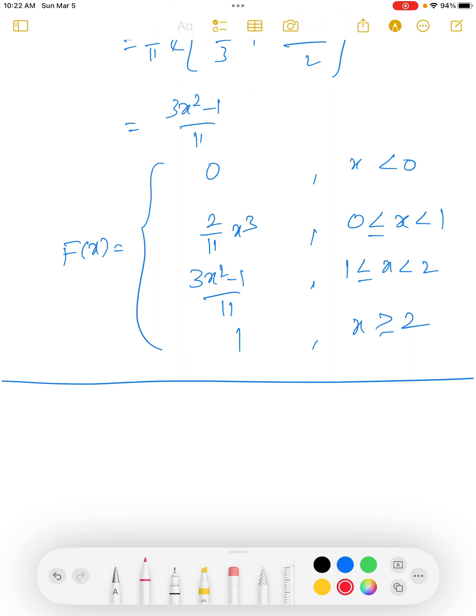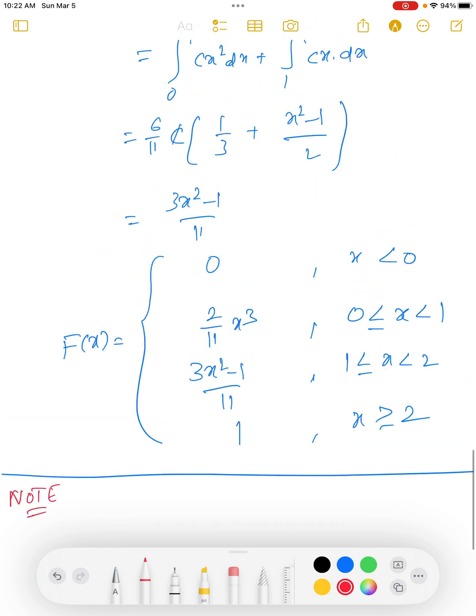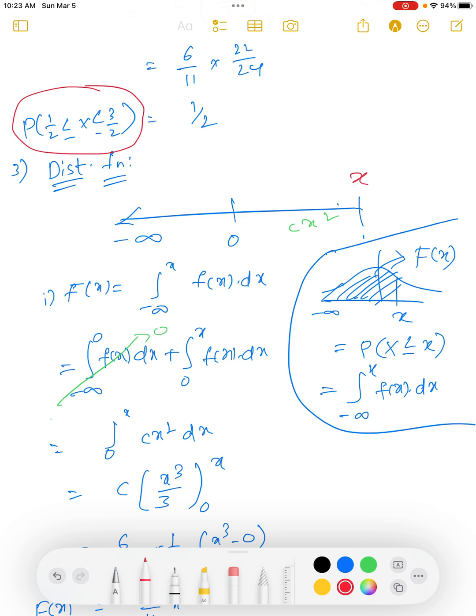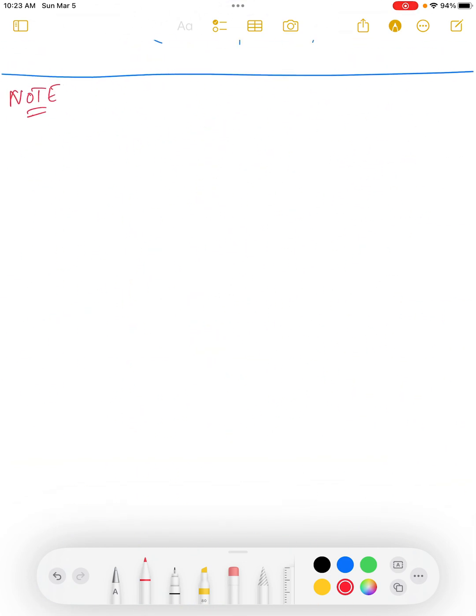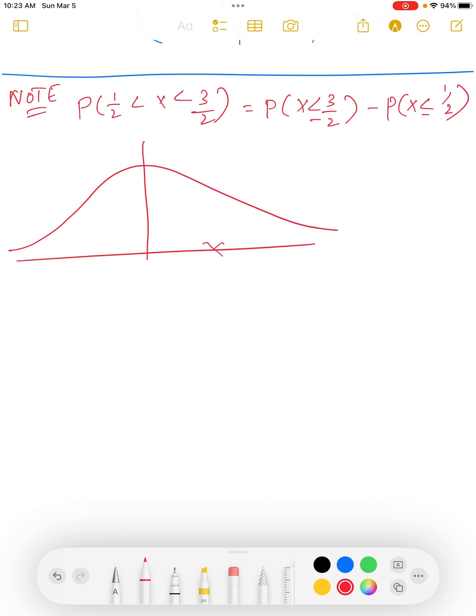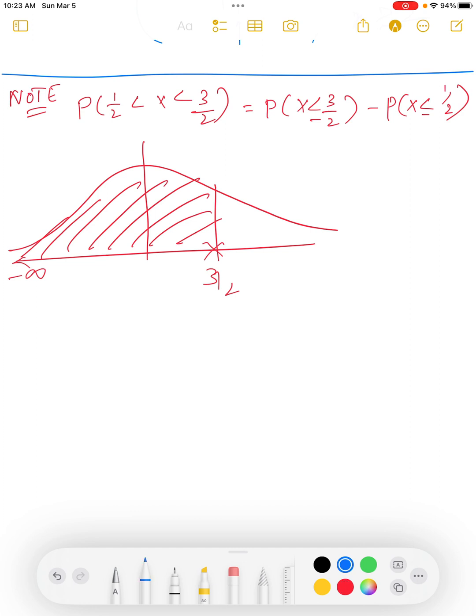Okay, next topic is what I want to say, what is the real meaning of this. For example, p of 1 by 2 less than x less than 3 by 2, which means p of x less than or equal to 3 by 2 minus p of x less than or equal to 1 by 2. So we know that p of x less than or equal to 3 by 2 means the area under the curve from the right, that is minus infinity to this area.